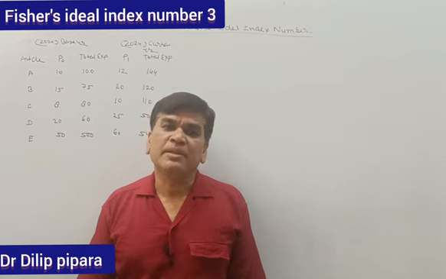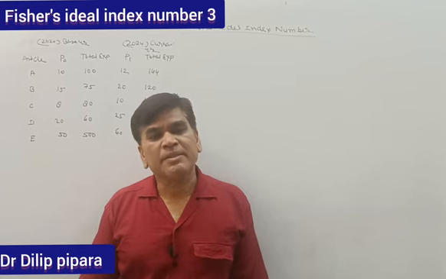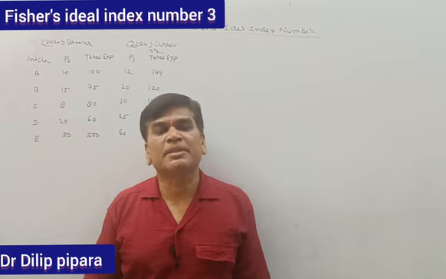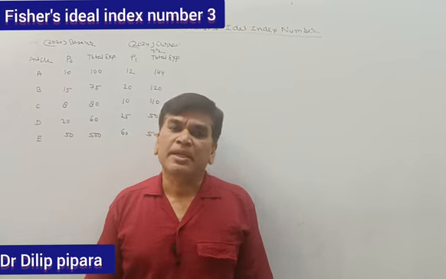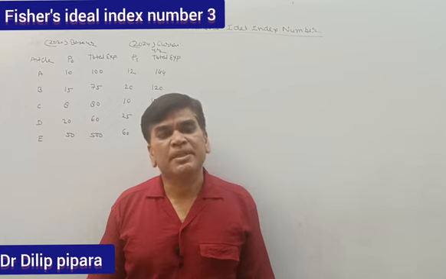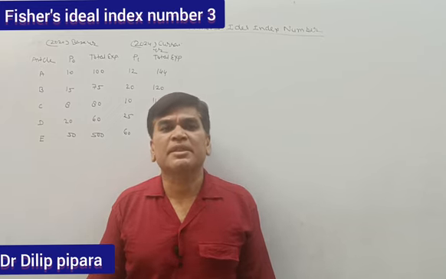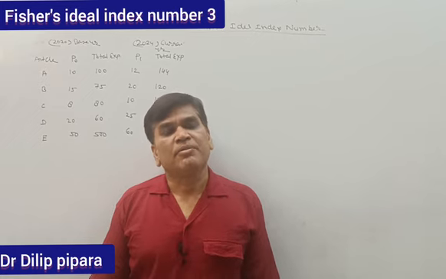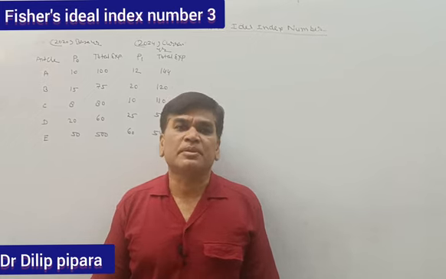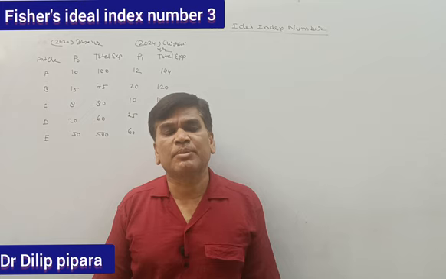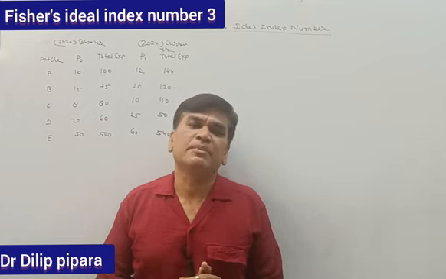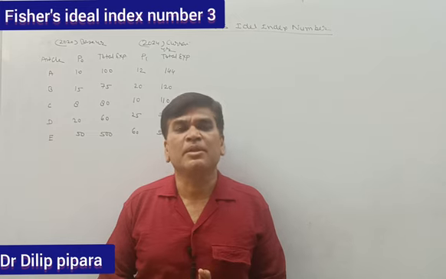In this chapter, we have learned Fisher's index number method, and also discussed why this method is called the ideal index number, because it satisfies two major tests, the time reversal test and the factor reversal test. We have done the practice of Fisher's ideal index number also, but sometimes the questions are in a different form, as I have written on the blackboard.